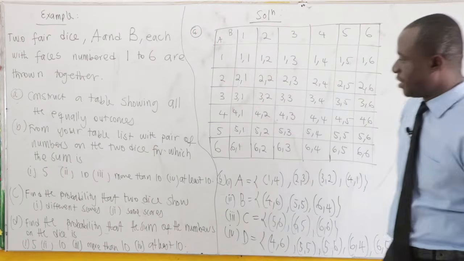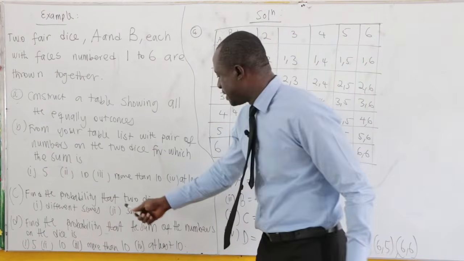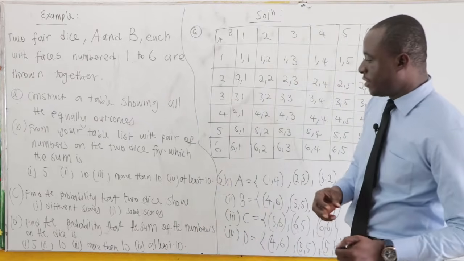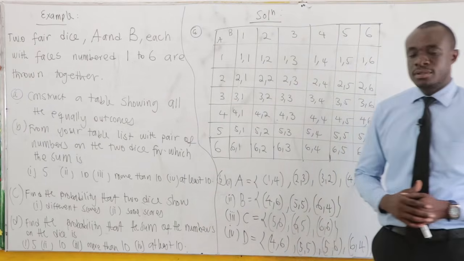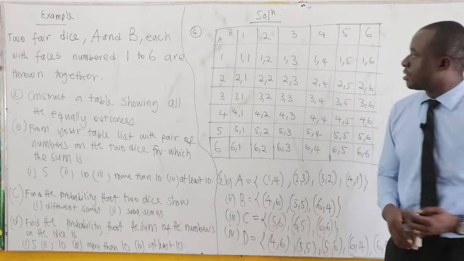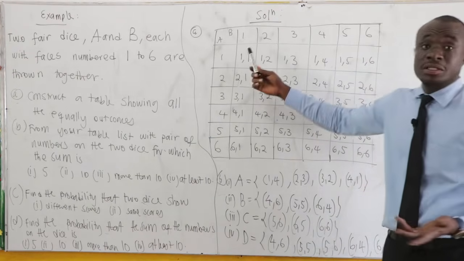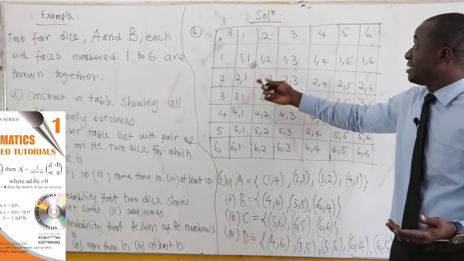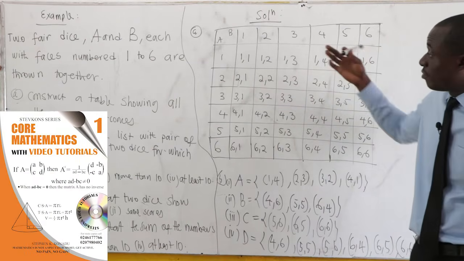Now let's see question C. It says find the probability that the two dice show (i) different scores, and (ii) the same score. So the first one, different scores. Let's see the same scores first and then subtract from the whole thing.